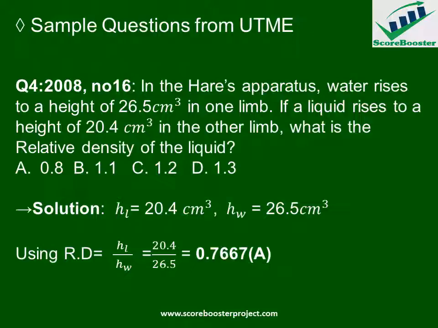Now, we have to recall that our relative density equals the volume of the liquid over volume of equal amount of water. So in this case, our relative density will be the height of the liquid over height of equal amount of water, and that will be RD equals HL over HW. Our HL, which is the height of liquid here, is 20.4, divided by HW, which is the height of water here, is 26.5. So 20.4 divided by 26.5 will give us 0.7667, which can be approximated to be 0.8, making option A the correct answer for this question.